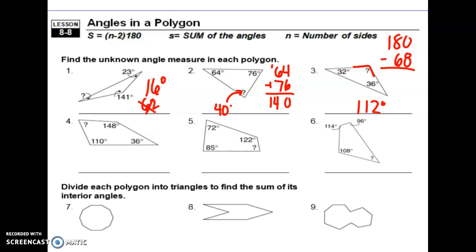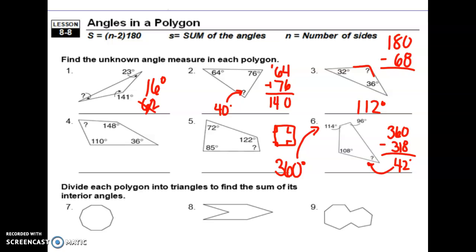Okay, if we have quadrilaterals, remember the sum of any quadrilateral is going to be 360 degrees. Easy way to remember that, a basic quadrilateral is a square. There are 4 right angles, 4 times 90 is going to have a sum of 360. So in these cases right here, if I did number 6 just to save time, I'm going to start by adding 114 plus 96 plus 108 together, and I get 318 degrees so far. If I subtract that from 360, my missing value would be 42 degrees. So that angle right there would be 42 degrees.